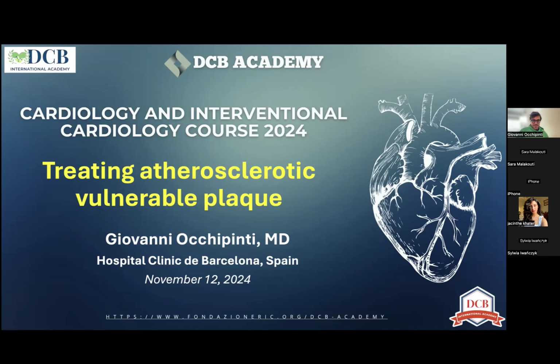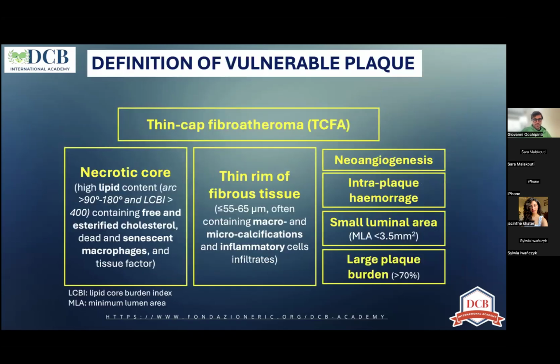I'm pleased to discuss with you current technologies, pharmacological and non-pharmacological strategies to treat atherosclerotic vulnerable plaque. So we will try to discuss the topic, and at the end also discuss if it really matters to treat atherosclerotic vulnerable plaque.